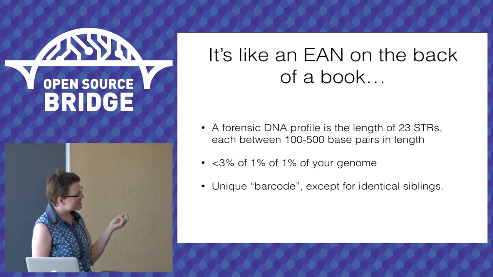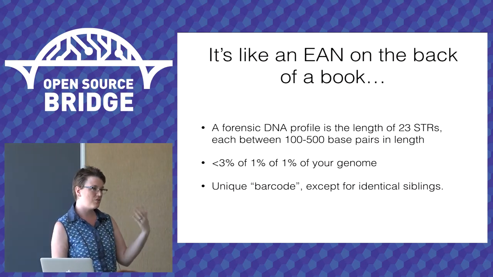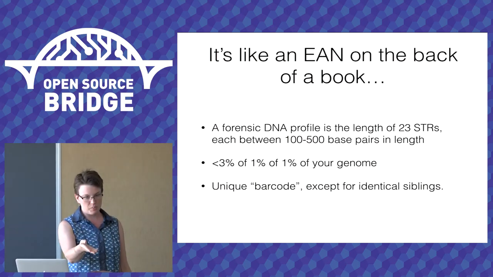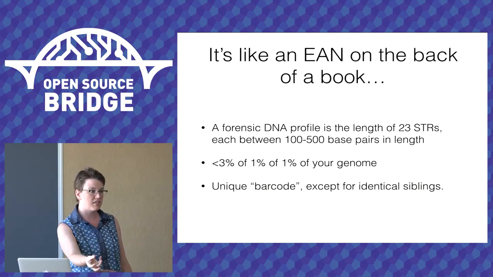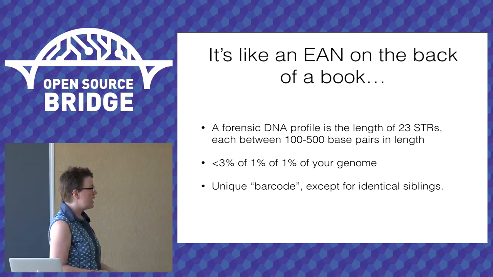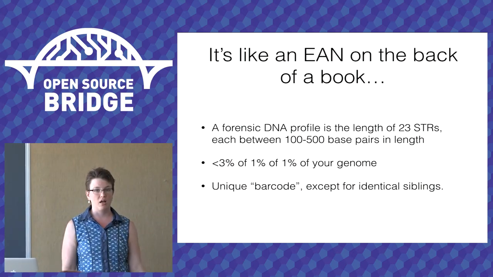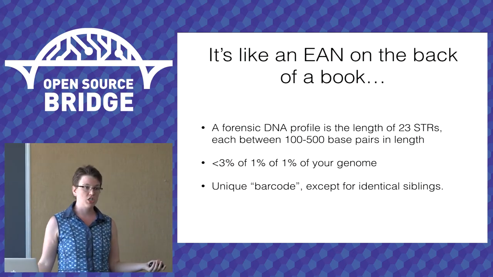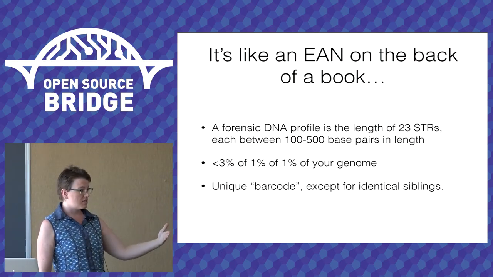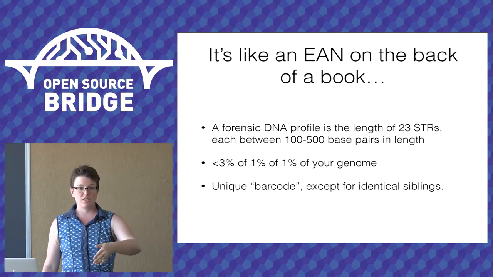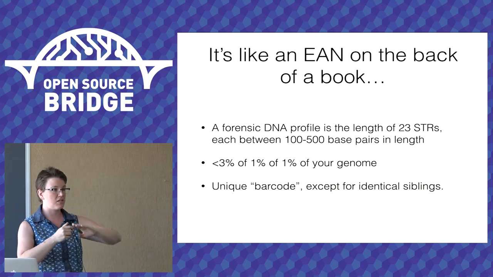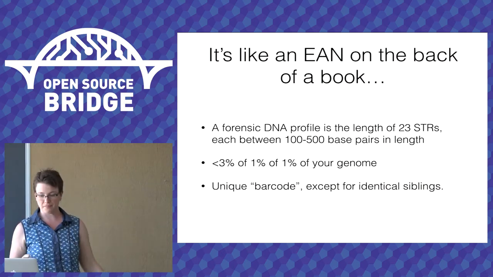So just like a barcode on the back of a book, it's not useful unless you compare it to a database of barcodes. If I just look at a UPC on the back of a book, I can't say which book this is until I compare it to UPCs in my book database. So with forensic DNA, I get a profile. It's not really telling me any information until I also get the DNA profiles of victims, suspects, witnesses, exclusion samples, anybody involved in the case. And then I can compare them and say, yep, matches, nope, ruled out.